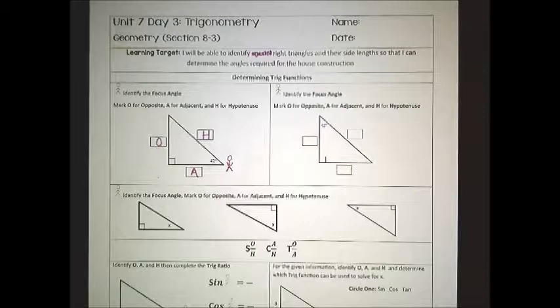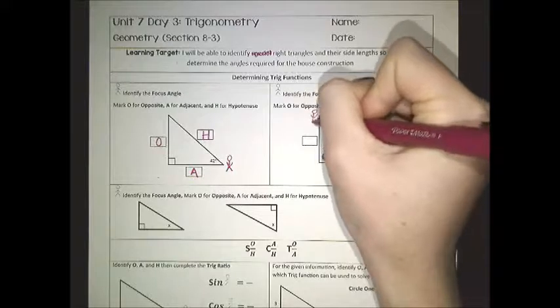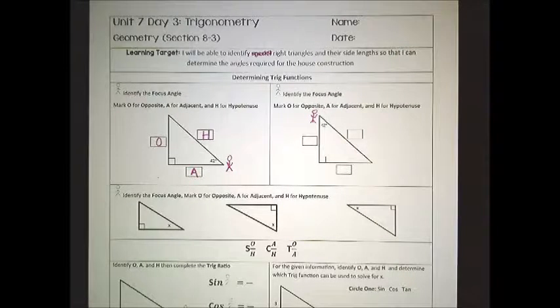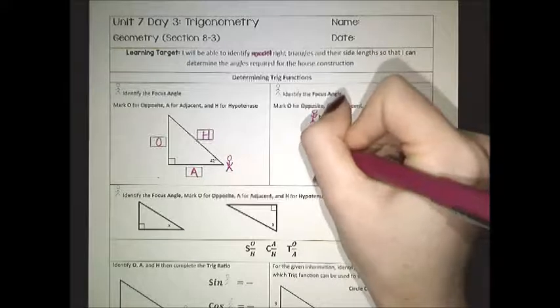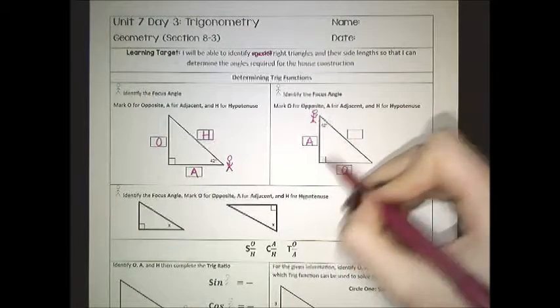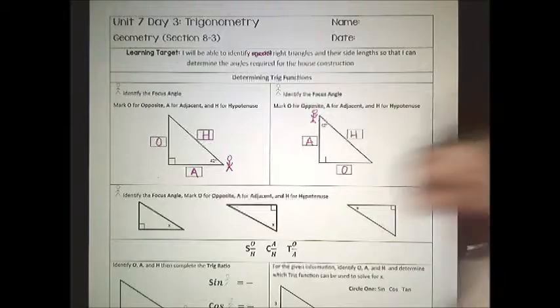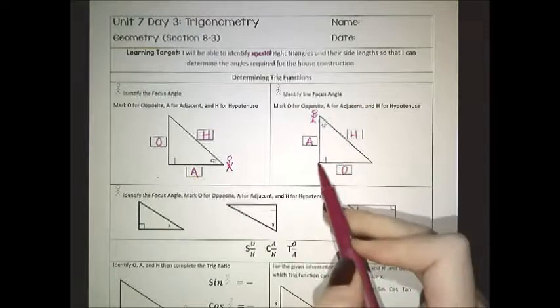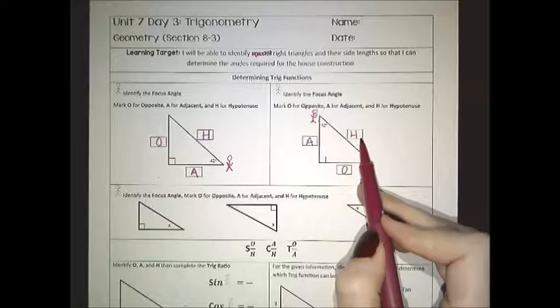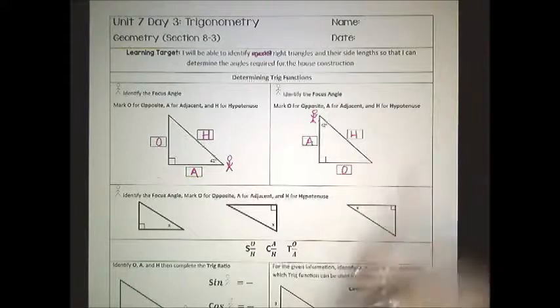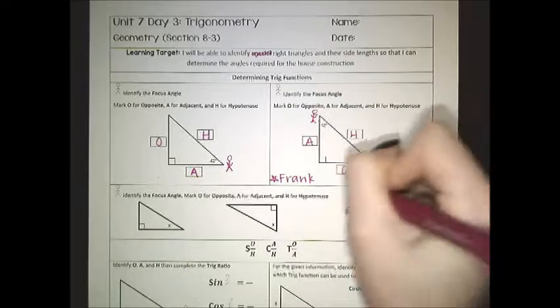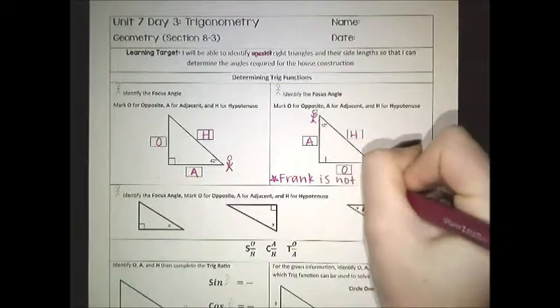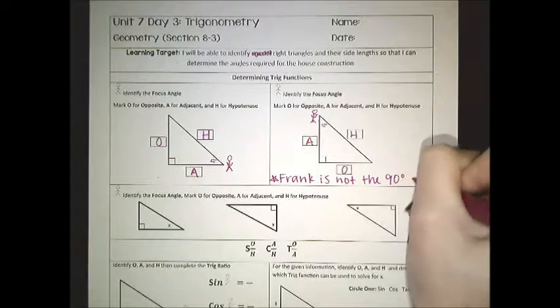Let's try it again over here. Again, I'm going to draw in Focus Frank at my focus angle. My opposite side is going to be across from Focus Frank. Adjacent will be right next to him. And my hypotenuse is always across from the 90-degree angle. So the adjacent side is just one of the legs of the triangle. It's not the hypotenuse. So be careful you don't mix these two up. And I'm going to jot right here too, Frank, our focus angle guy, he is not the 90-degree angle. He's always going to be at the other angle.